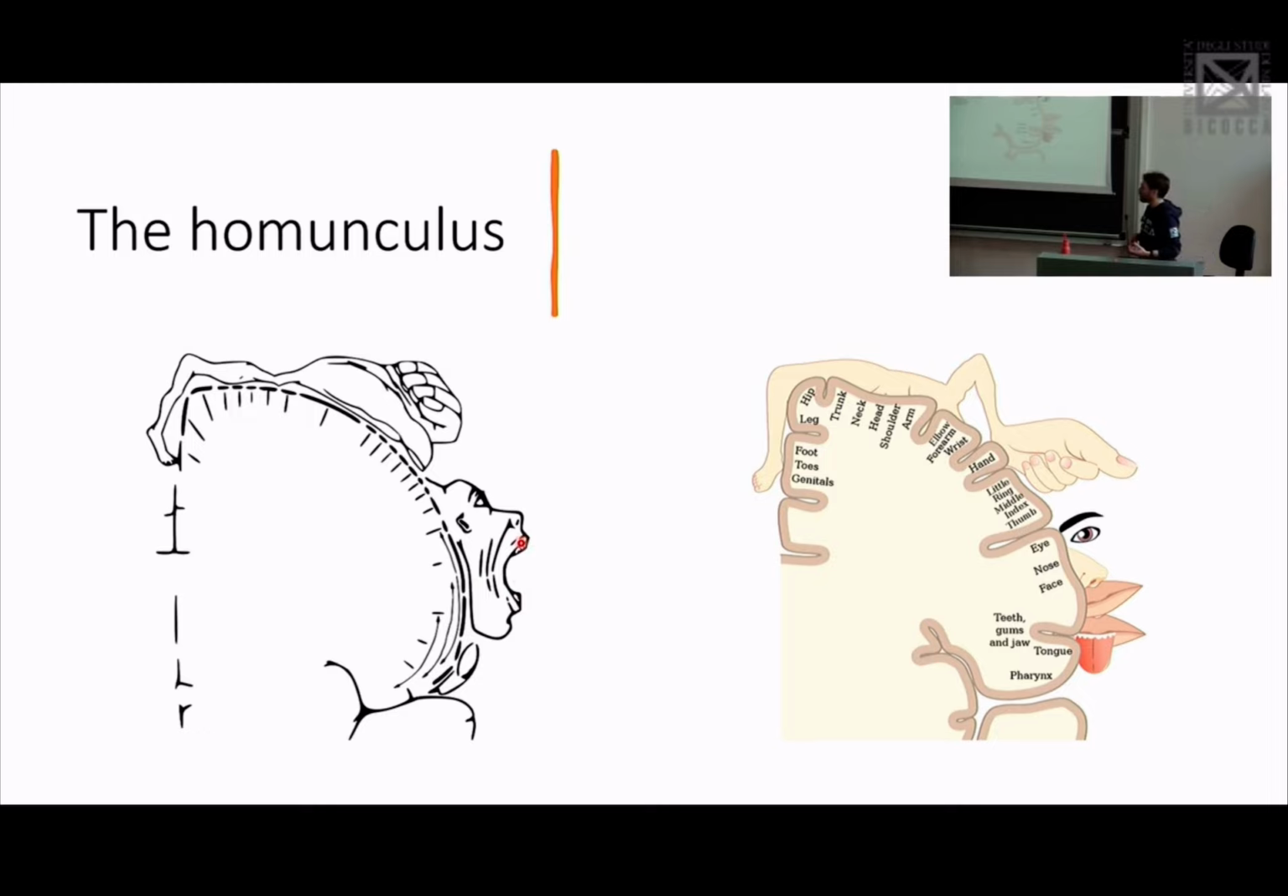There are really a lot of neurons devoted to controlling the muscles of the mouth. You are able to speak, and you are able to do lots of facial expressions. On the contrary, for your calf, which can go up and down, you have very few neurons. And so on. These are two representations.